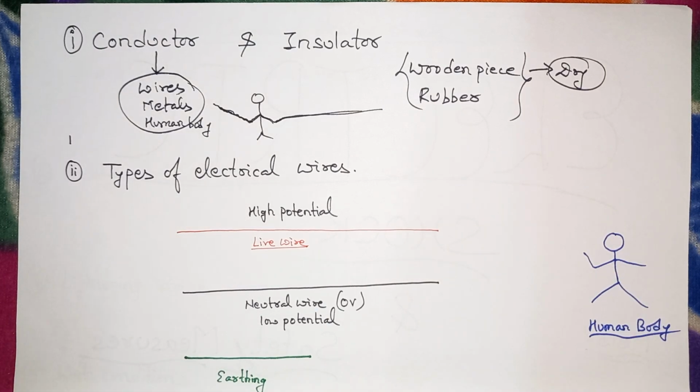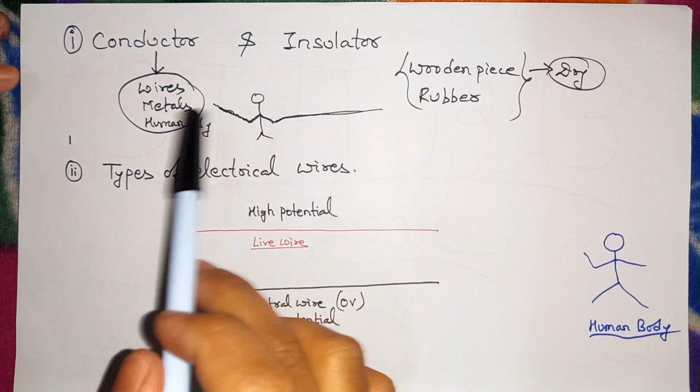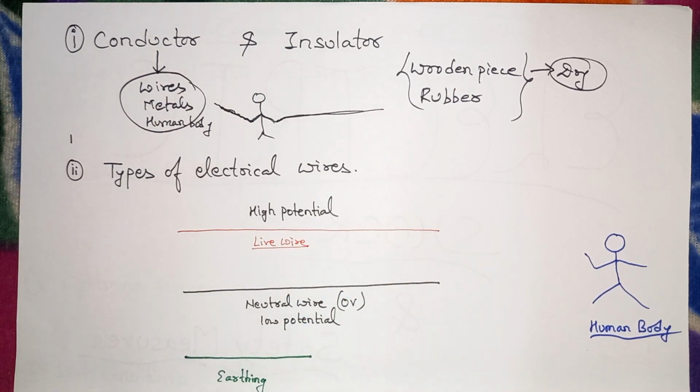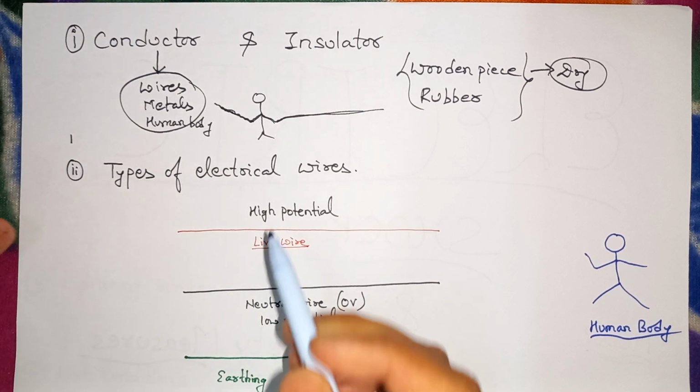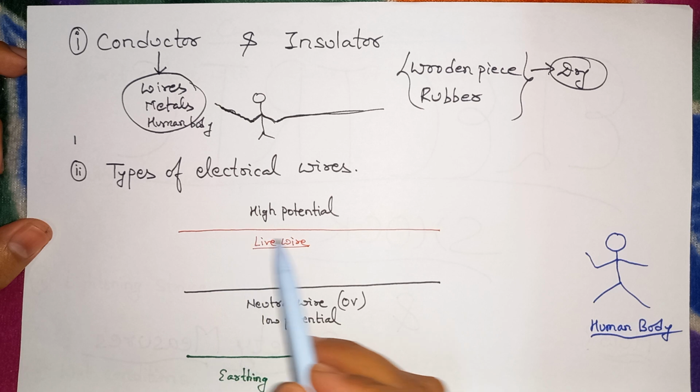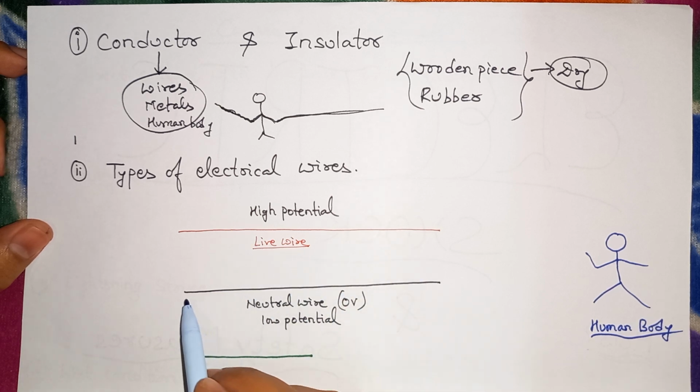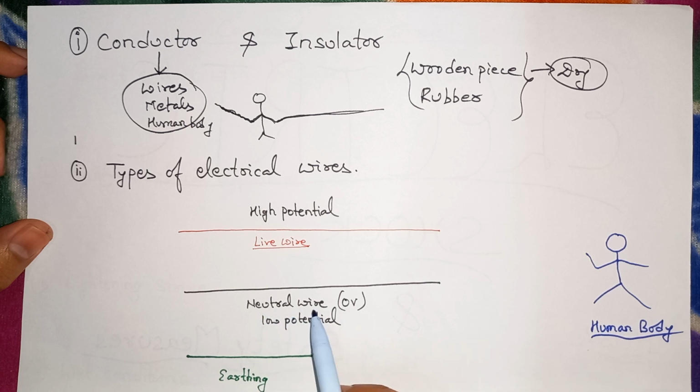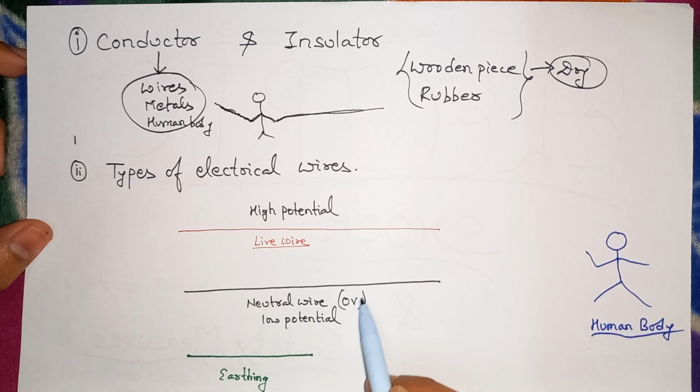Now we need to know something more regarding this topic, that is the types of electrical wire. Before learning this we cannot directly understand the topic, so we are going to learn about the types of electrical wire. In our house we have different types of electrical wire. One is a red wire that we call the live wire. Another is a black wire, which we call the neutral wire, that is of 0 volt.